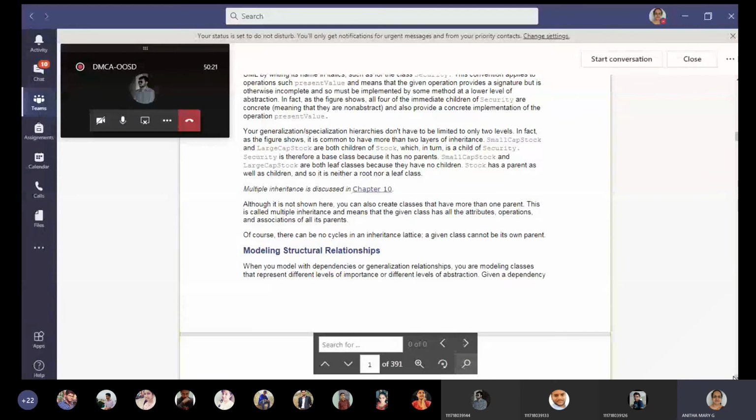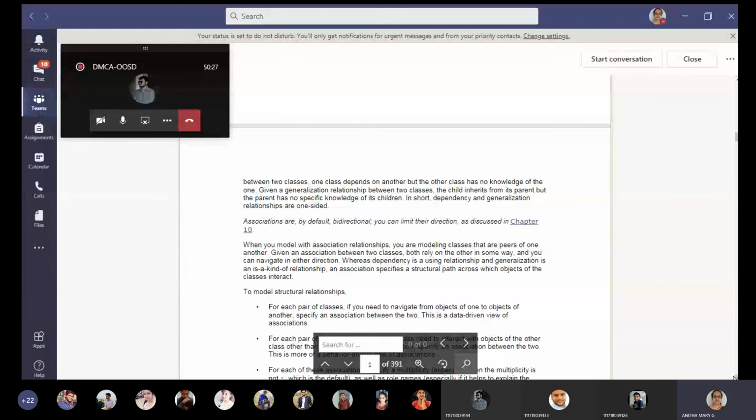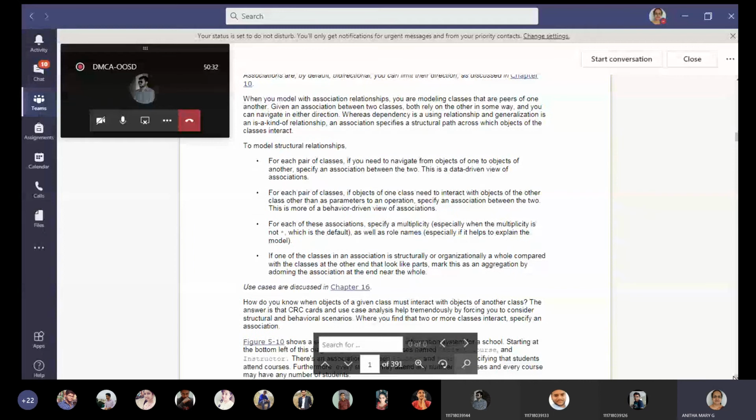Okay. So then moving on to modeling structural relationships. In order to model structural relationships, what are the things we first need to learn? It's all from the terms and concepts we have learned. So quickly, we'll just see each one.